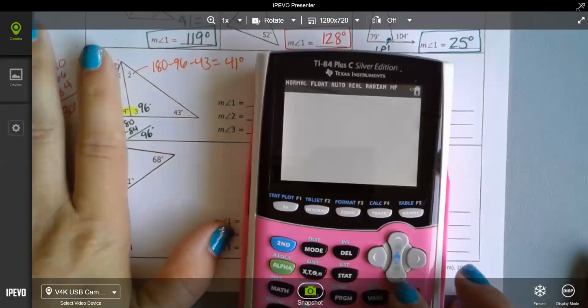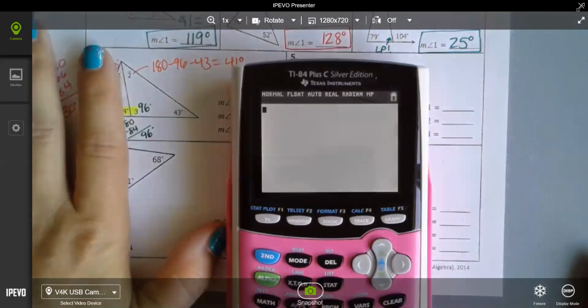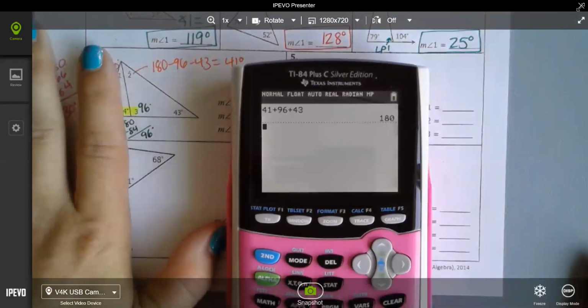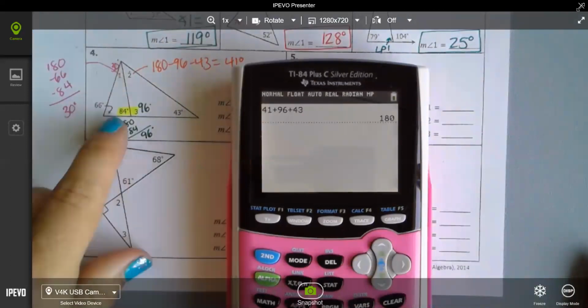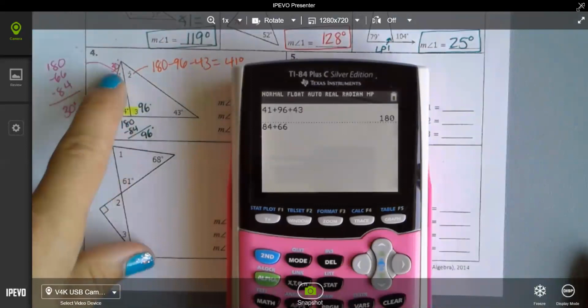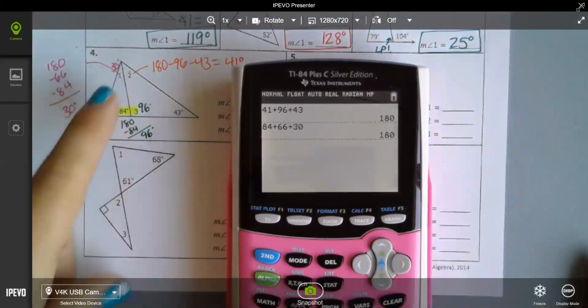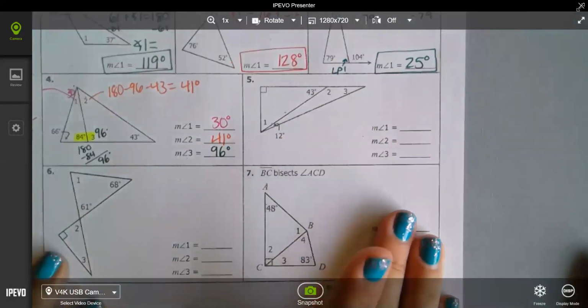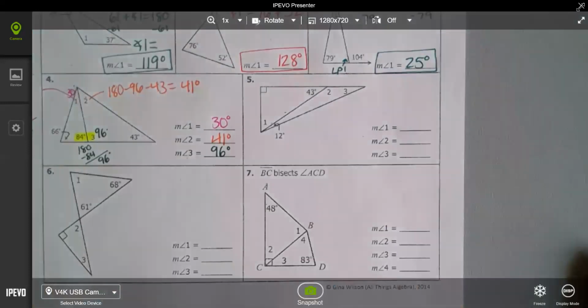And now remember, you can check yourself at any time. You should be able to add up in your triangle and get 180. So I thought that one was 41, and I thought that one was 96, and that one is 43. So that should equal 180. That's a great way to check yourself on these problems. On this triangle, I had 84 and 66, and we thought it was 30, and that should be 180. Okay, so you can always check your triangles because they should always add up to 180 degrees.